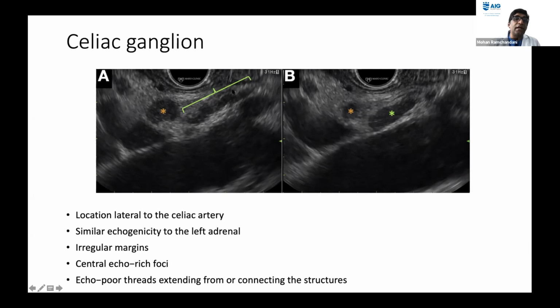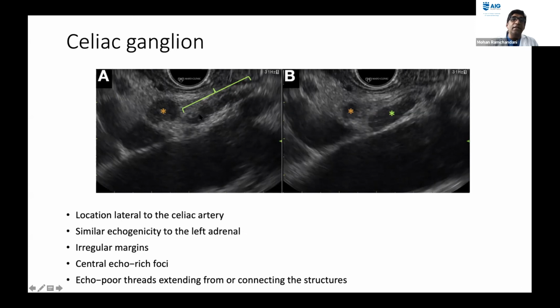But if you decide, the third thing, that you want to inject the celiac ganglion, you need to understand how you will differentiate between a lymph node and a celiac ganglion. The celiac ganglia are located lateral to the celiac artery. They have similar echogenicity to the left adrenal gland. The margins are irregular; you can see the irregular margins.